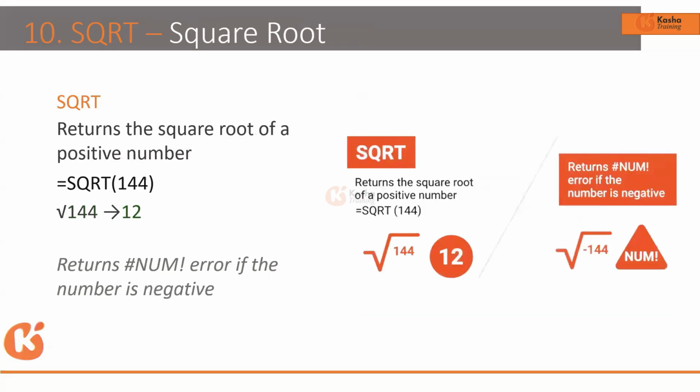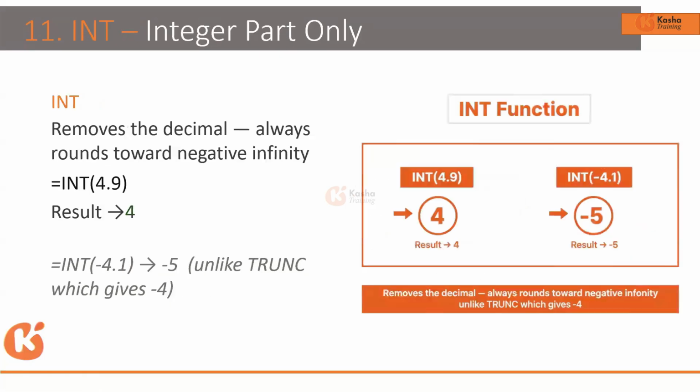On the Excel sheet also, you can see you have SQRT. SQRT is just a square root. For example, 144. If you take the square root, it will become 12. So that is your square root.